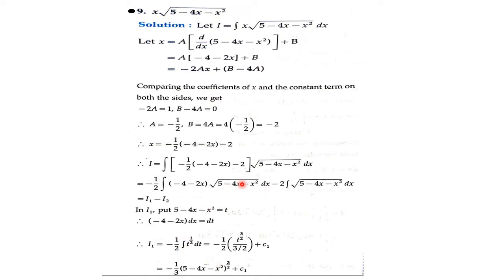And for this square root, this term is equal to t. So root t means t raised to half into dt. This can be written as minus half, and after integration, its power gets increased by 1. So half plus 1 is 3 by 2, upon half plus 1, 3 by 2, plus c1. That is minus 1 by 3. Here, these 2 get cancelled and 3 remains. That's why minus 1 by 3. And that substitution for this t, what is its value? 5 minus 4x minus x square raised to 3 by 2 plus c1.